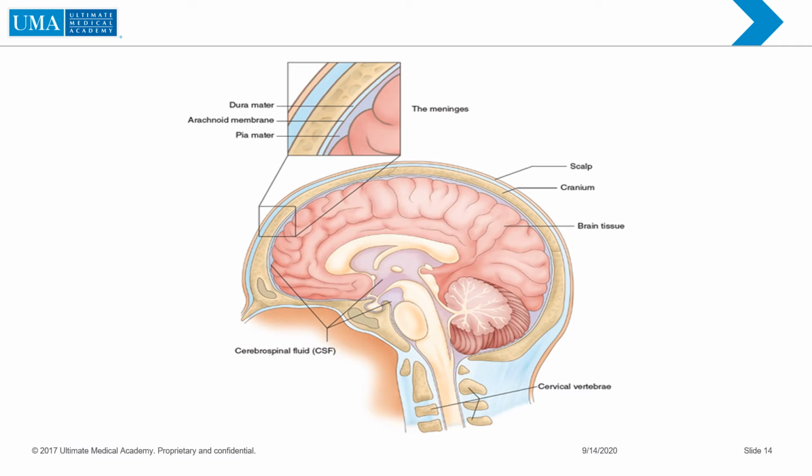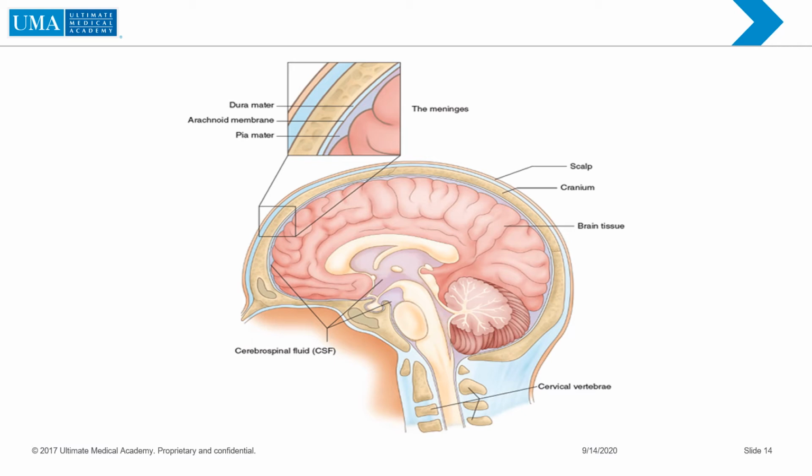Take a look at the second portion, the arachnoid membrane. This would resemble a spider web, and it's the second layer of the meninges, and you'll notice it's located between the dura mater and the pia mater. Arachnoid means having to do with spiders, so that's one easy way to memorize that term.